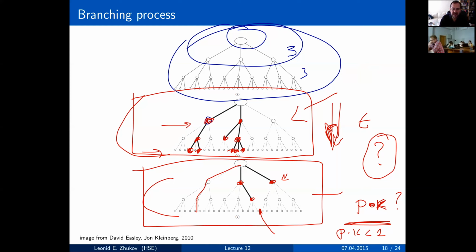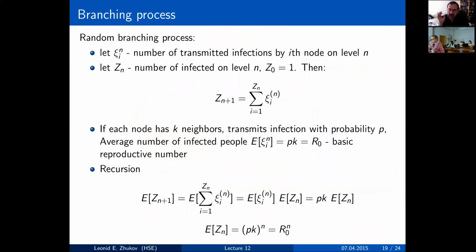And these computations are quite useful because we'll refer to them in the future in some other things. So this is a random process, right? It's random because every time, there's a probability that the infection will be transferred or not. And so when we talk about a random process, we have random variables. So let's define C_i^n as the number of transmitted infections by each node on the level n.